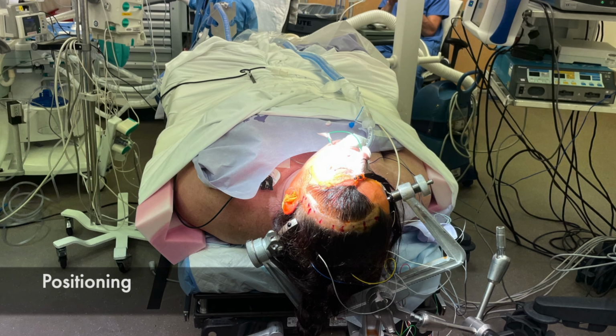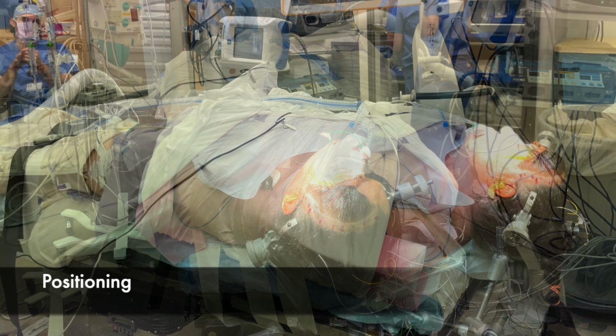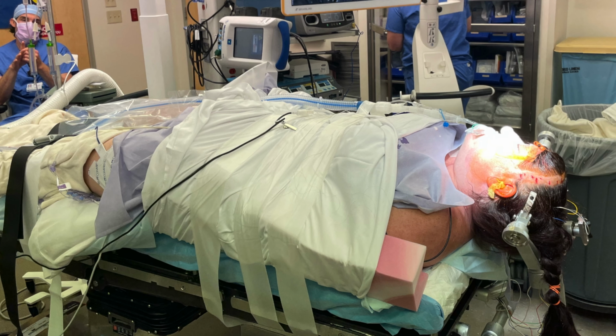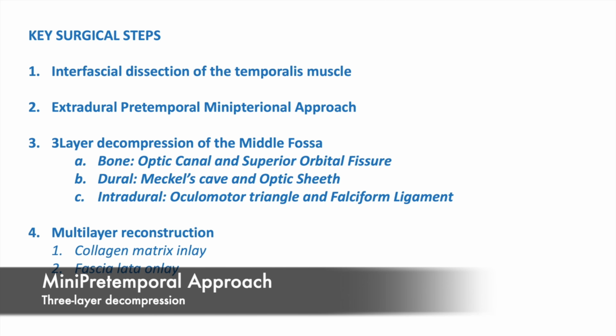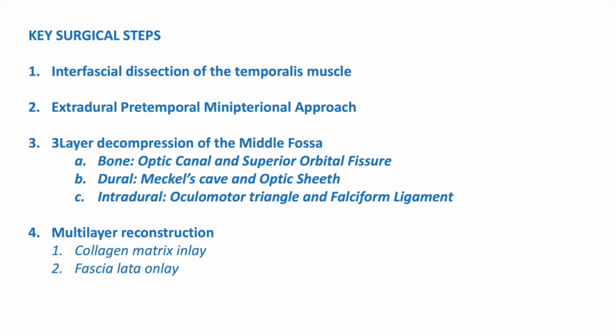The patient is positioned supine with the head slightly hyperextended and rotated 15 degrees. This position will allow the temporal lobe to fall during the intradural dissection without the need of using retractors. The key surgical steps of this approach include the interfascial dissection of the temporalis muscle, the extradural pretemporal mini-pterional approach, and a three-layer decompression, including bone, dura, and intradural space.